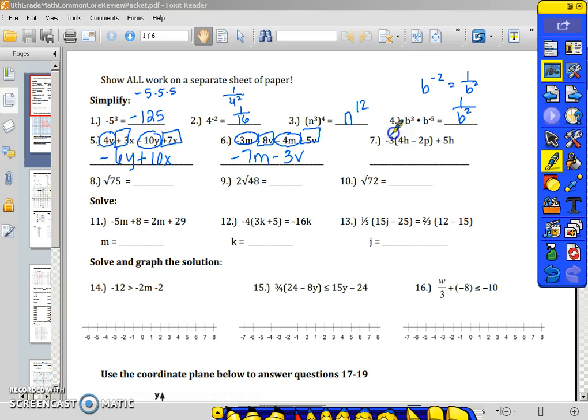For number 7, we need to distribute first. That's -12h plus 6p plus 5h. Then combine like terms. -12h plus 5h is -7h plus 6p.